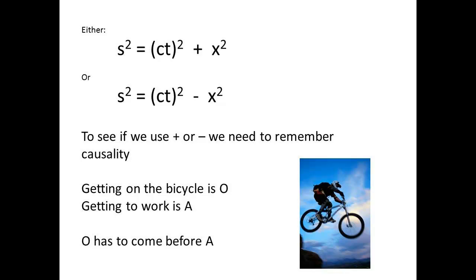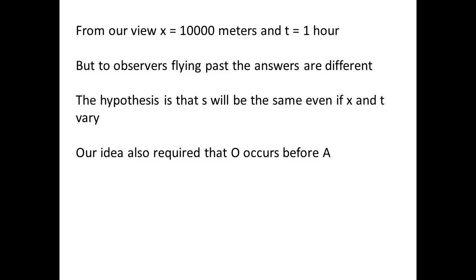If I start off at O on my bicycle and arrive at B, my work, an hour later, then the event O must precede event A. We remind ourselves that on my bicycle, x is 10,000 metres and the time taken is 1 hour. But to the observer it can be different. However, s has to be the same even if x and t vary. Now we need event O to occur before event A.